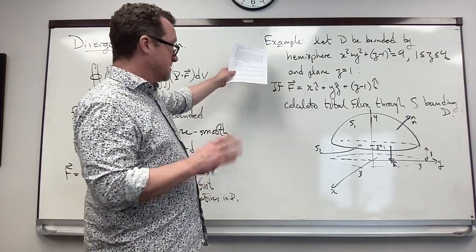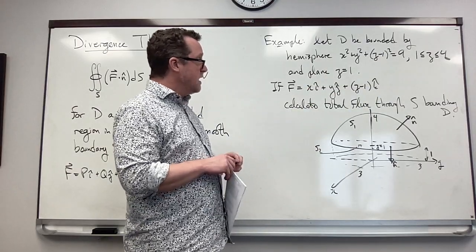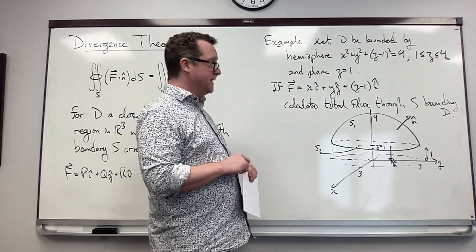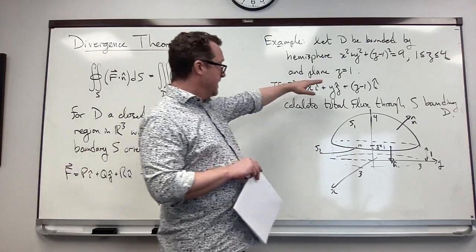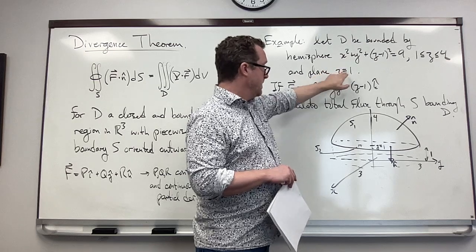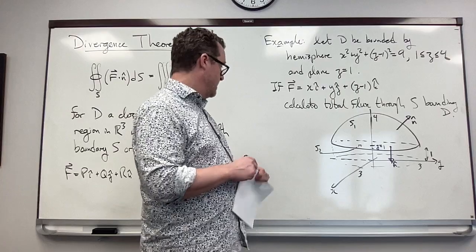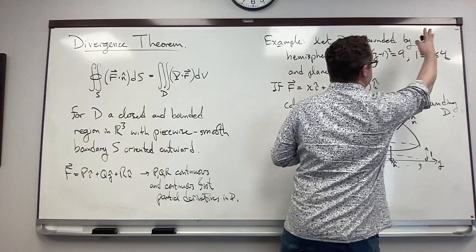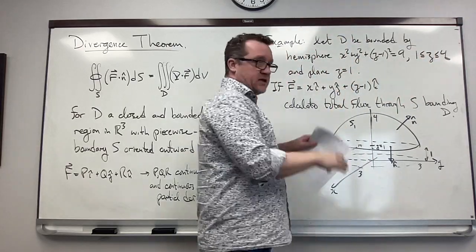So let's look at this simple example. Let D be the three-dimensional region bounded by the hemisphere x squared plus y squared plus (z minus 1) squared equals 9, where z is between 1 and 4, and the plane z equals 1. Those two surfaces, the hemisphere and the plane, describe the region. The condition z between 1 and 4 is actually redundant. If we just said, here's a sphere, I want the upper half above the plane z equals 1, that's all we would have to say.